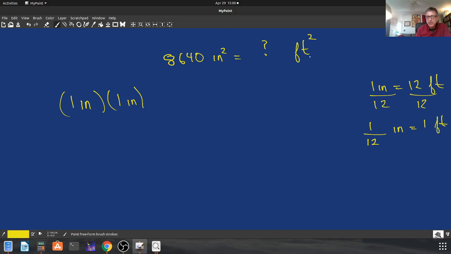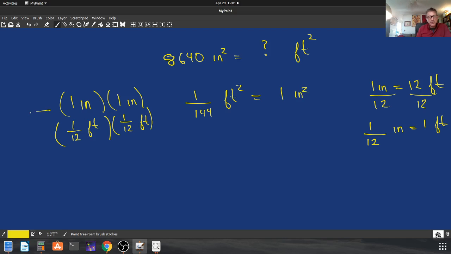Since I'm converting to feet squared, I'm going to convert 1 inch is 1/12 of a foot, times 1/12 of a foot. So I get 1/144 feet squared is equal to 1 inch squared.